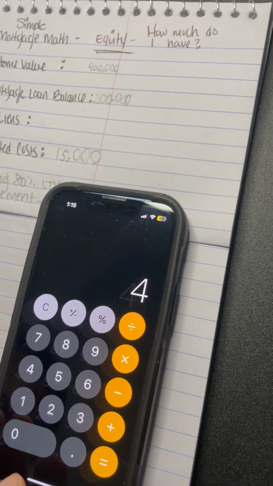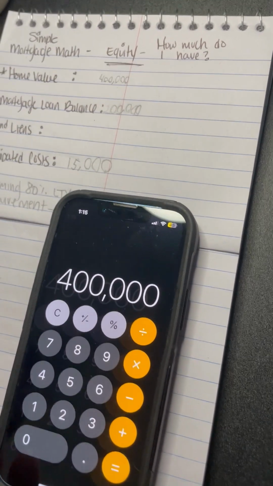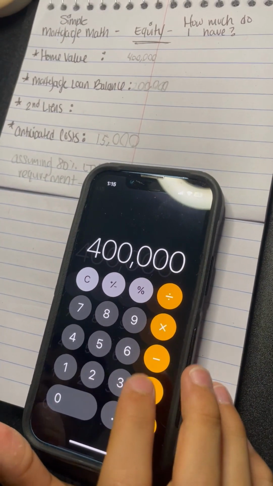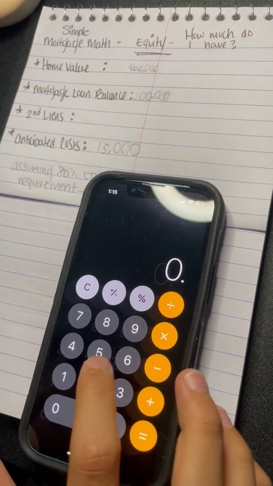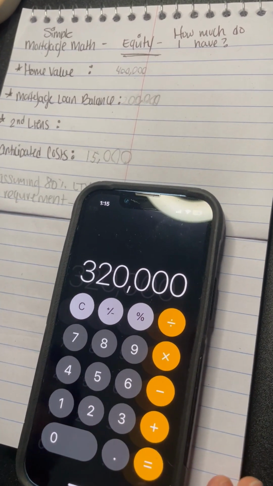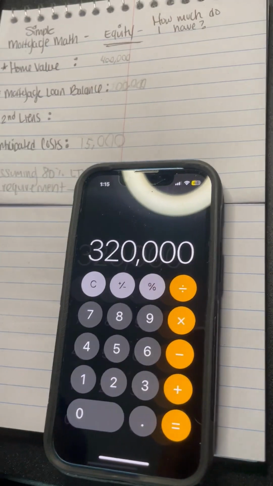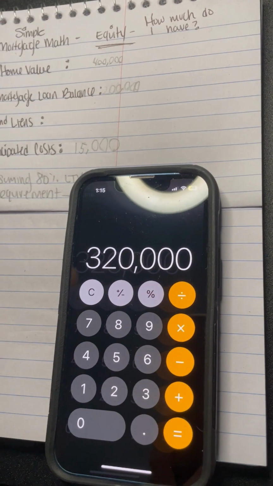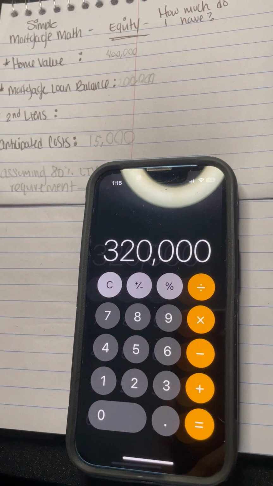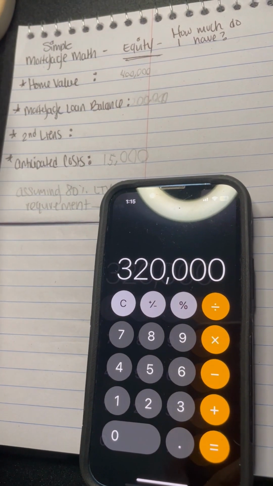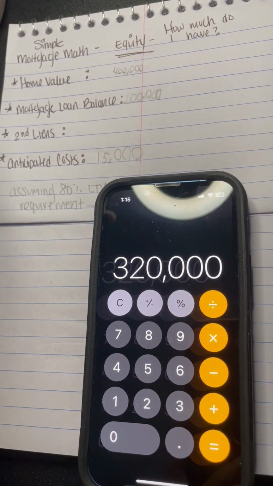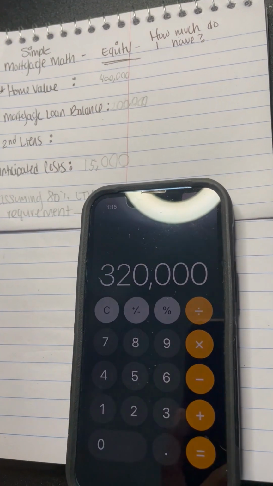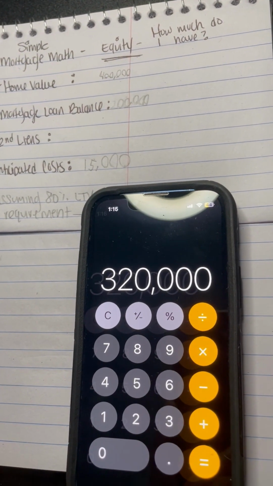So we'll say 400,000. What we're gonna do here is we're gonna start with our home value, okay? So 400,000 times 0.8. Okay, so that's our equity. That's 320,000, okay? So 320,000 is what we have to work with. But obviously we owe a couple things. We owe the mortgage loan balance. We want to do some home improvements on the home. You know, we'll say we have credit card debt or whatever the case may be, okay?